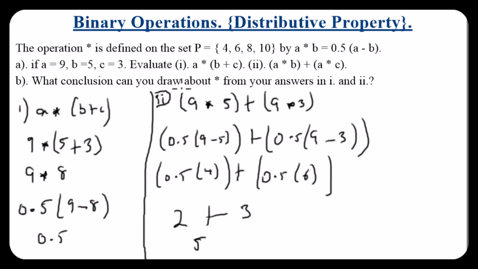Now, the second conclusion we can draw is whether the operation star is distributive over the operation addition. You can see that 0.5 is not equal to 5. So definitely, the conclusion that can be drawn from B is that the operation star is not distributive over the operation addition.